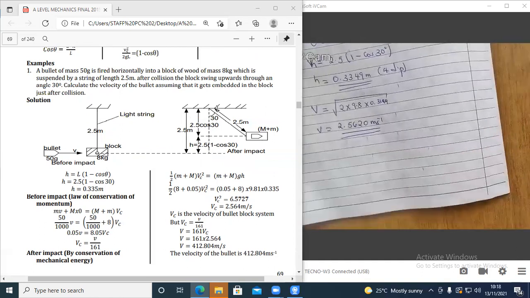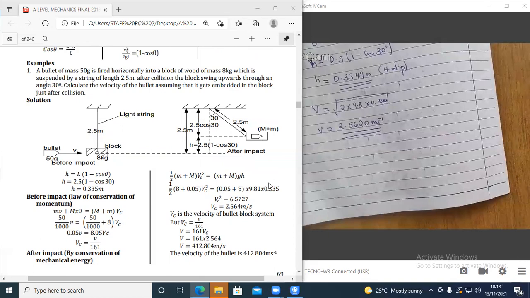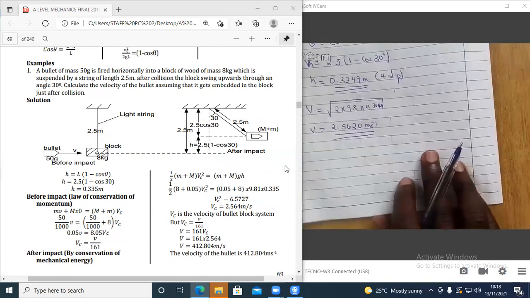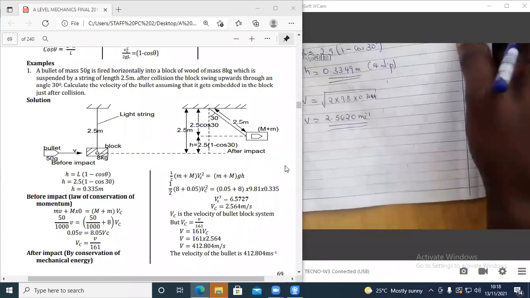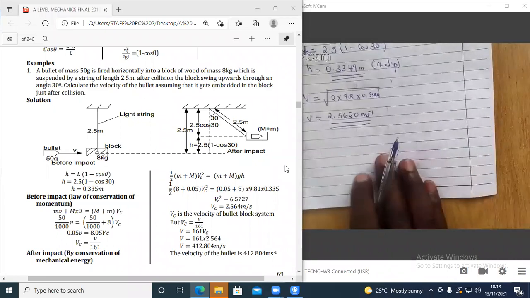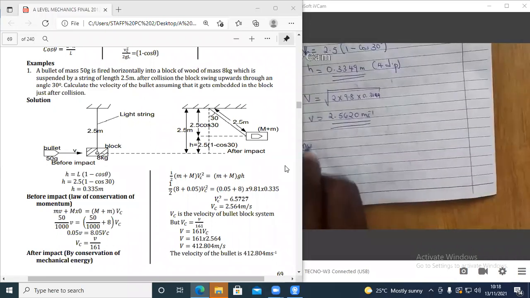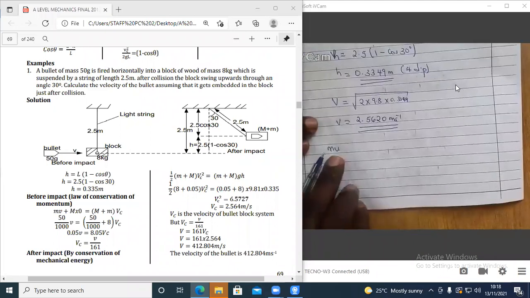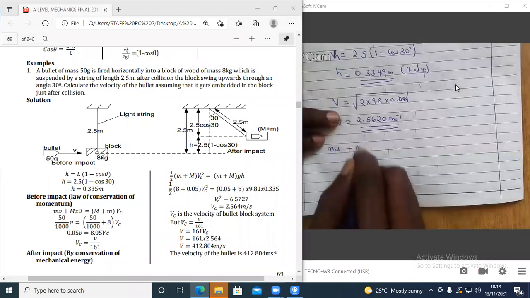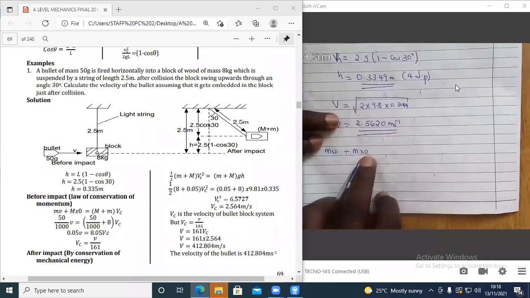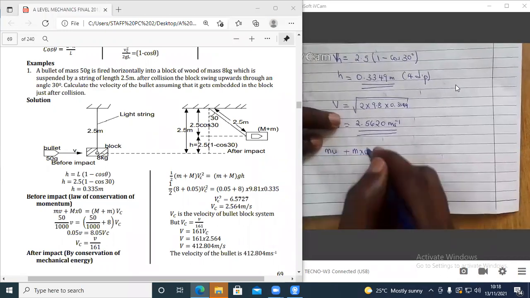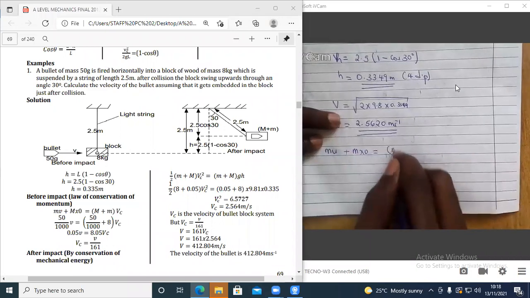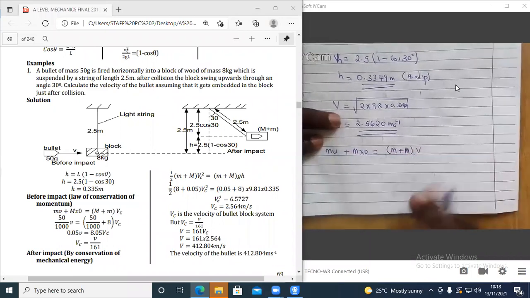Okay, now to find the velocity of the bullets before impact, we use the principle of conservation of momentum. So we said mu, where m is the mass of the bullets, then u is the initial velocity, plus M times the initial velocity of the block, which is 0, because the block was initially at rest, equals m plus capital M times the common velocity which we have got.